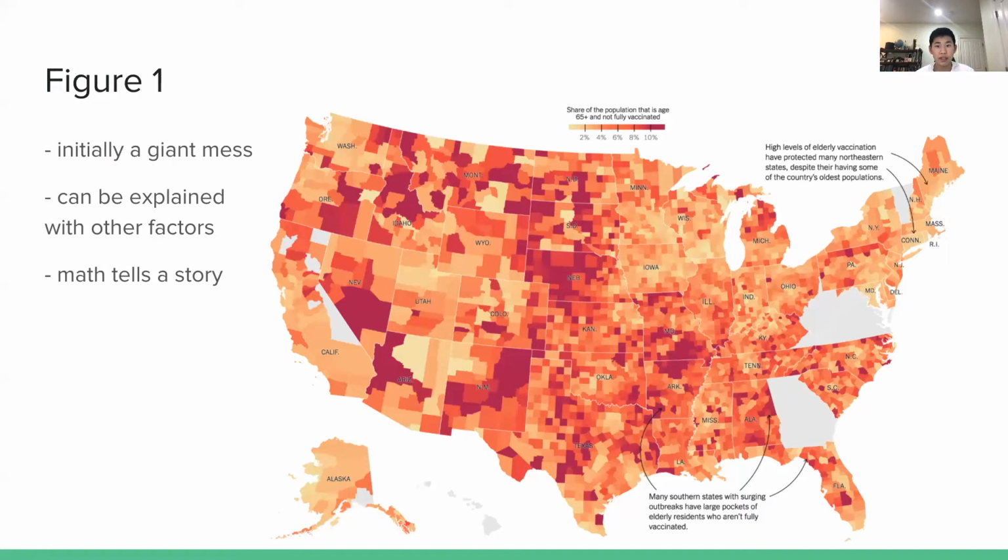And conversely, in the South, the southern states with surging outbreaks have large pockets of elderly residents who aren't fully vaccinated. So these two real world disparities are being reflected in the vaccination rates for those 65 and above.